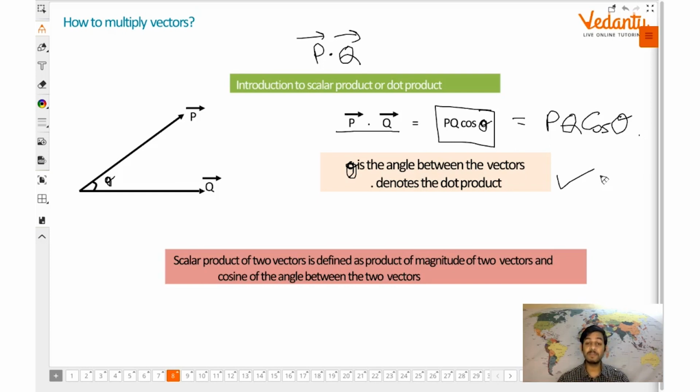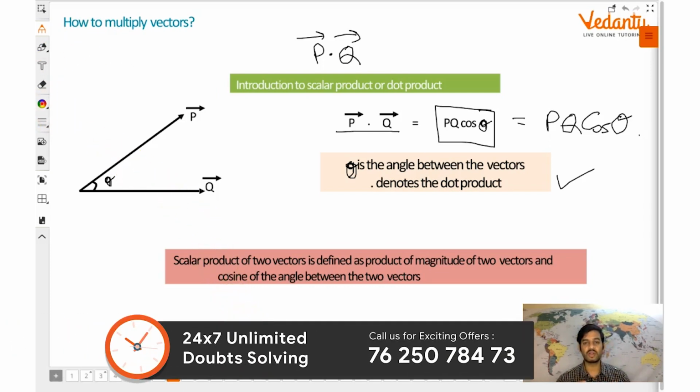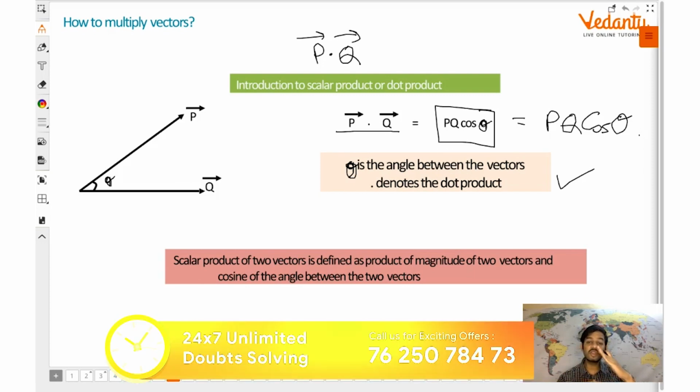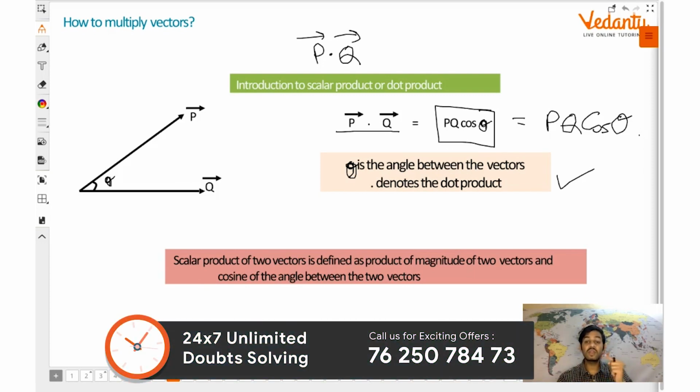Now, what is the practical meaning of this? That is very important, that I'll explain. The practical meaning of dot product is the component of any one of the vectors in the direction of the other vector, into that other vector. ठीक है, क्लियर हुआ गाइस? नहीं, चलो I'll explain that.